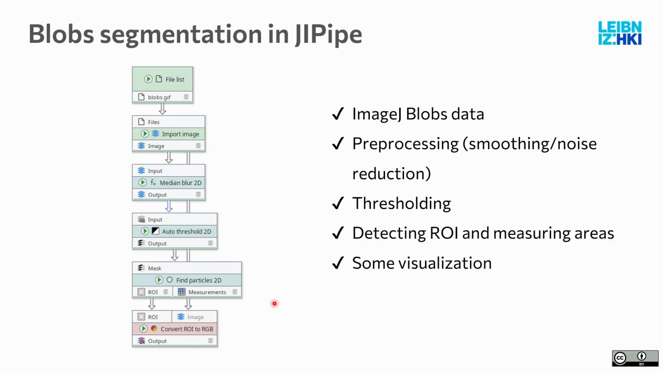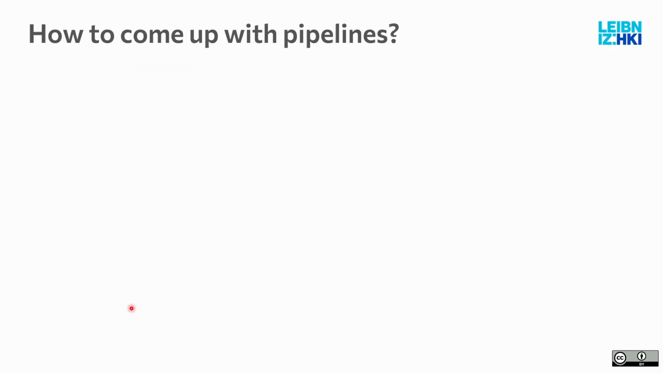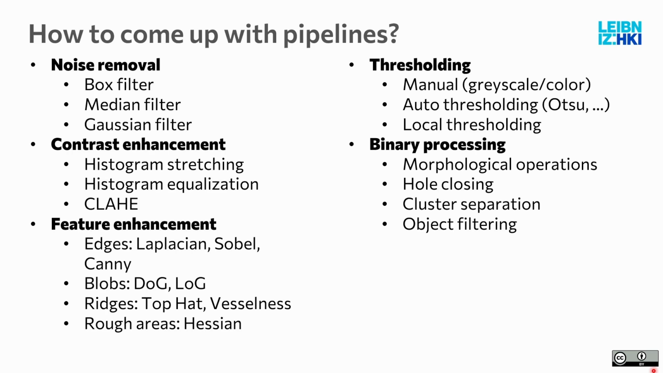And then some visualization. I don't have the set overlay here. It just renders out the RGB finally. But you have seen how to do this, and how you will come up now with these pipelines when you are confronted with an image analysis task. Well, that's why I showed you yesterday this incomplete toolbox of many things, but it's a good start.